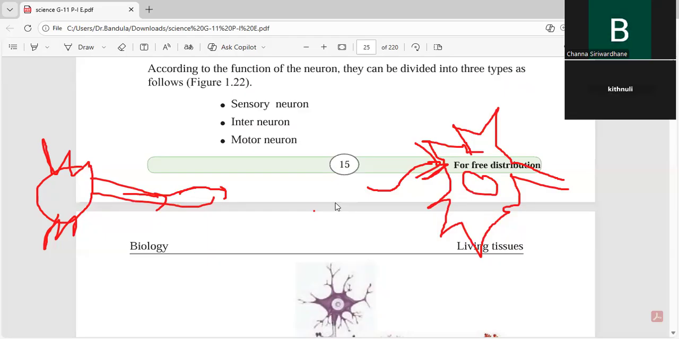Name three types of neurons according to their function.